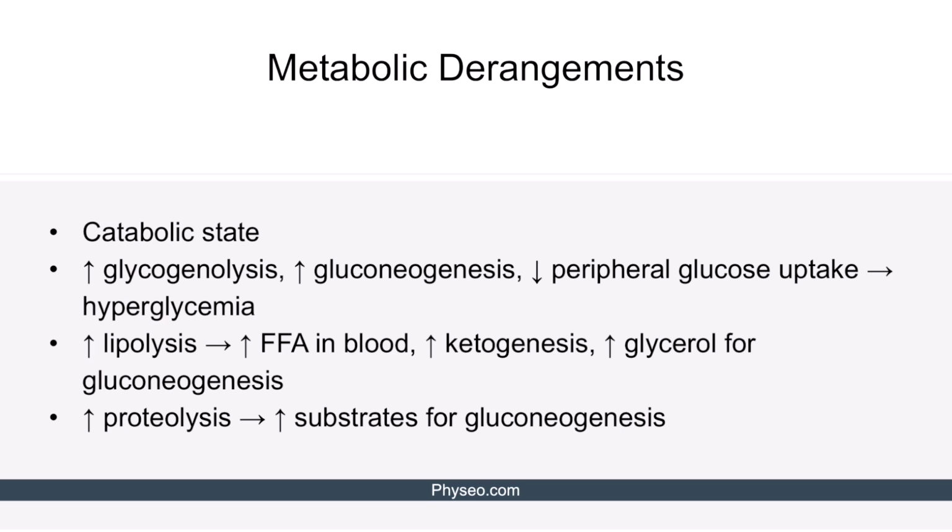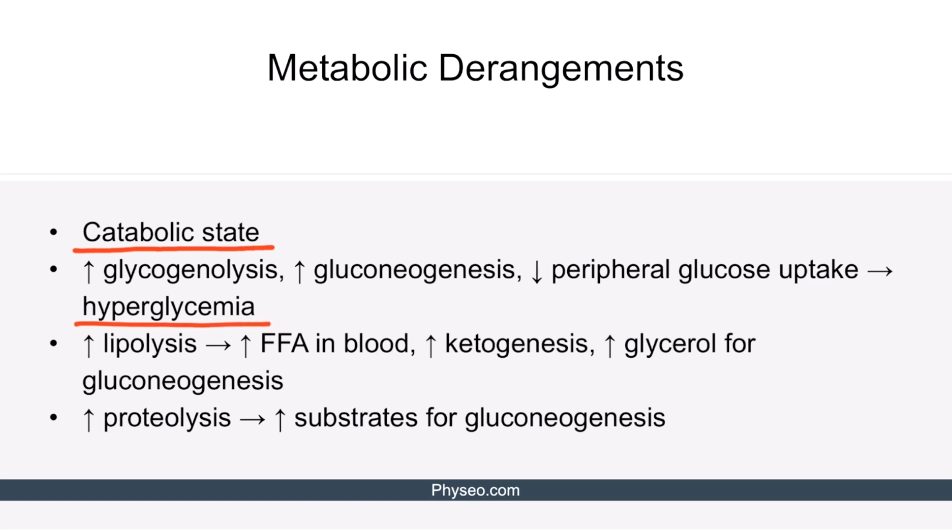So what are the primary metabolic disturbances seen in diabetes mellitus? Well, insulin is a major anabolic hormone, and therefore its deficiency results in a catabolic state. So all the energy stores are actually broken down. Insulin deficiency promotes increased glycogenolysis and increased gluconeogenesis. This, together with reduced peripheral glucose uptake, leads to hyperglycemia.